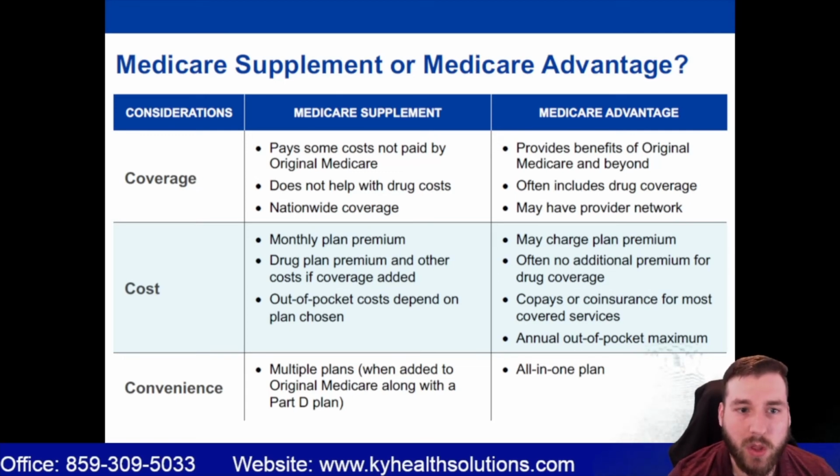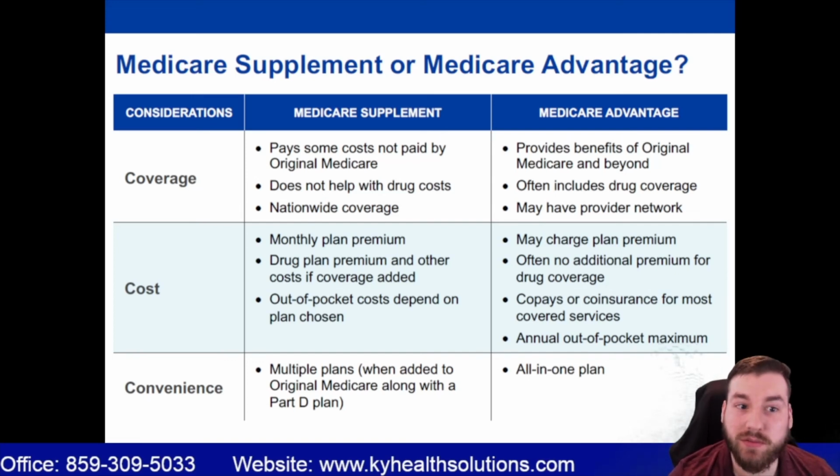When it comes to costs, there is a monthly plan premium for Medicare supplements, drug plan premium and other costs if coverage is added, and out-of-pocket costs depend on which plan you choose, so it can vary. You may have little to no cost if you select a higher level plan. Medicare Advantage plans may charge a plan premium, often no additional premium for drug coverage if it's already included within the plan. Co-pays or co-insurance for most of your covered services, and there is an annual out-of-pocket maximum. So there's a maximum on those co-pays and co-insurances.